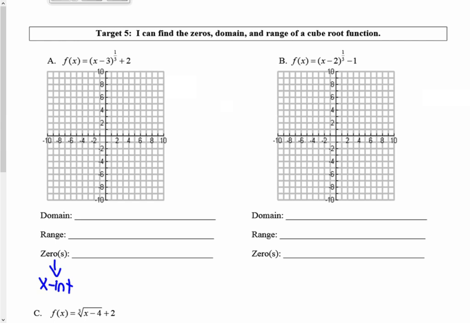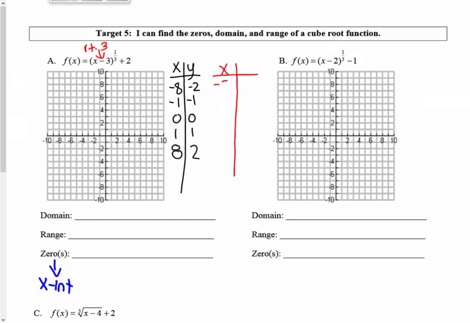So for all of these, again, let's start with our parent function table. So I have -8, -1, 0, 1, 8, and -2, -1, 0, 1, 2. Applying my transformations to them then, inside I have -3, so that tells me I'm going right 3. So I need to add 3 to my x values. So I'm at -5, 2, 3, 4, and 11.